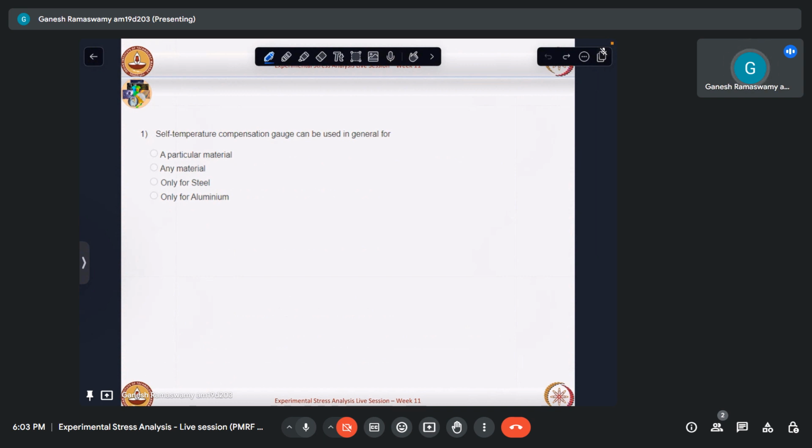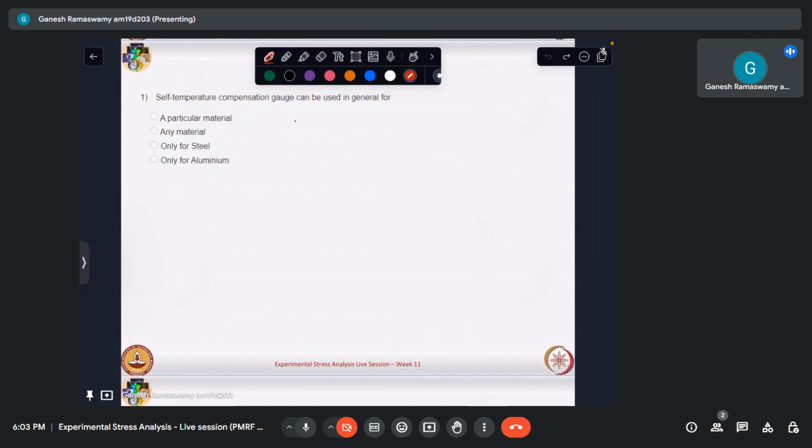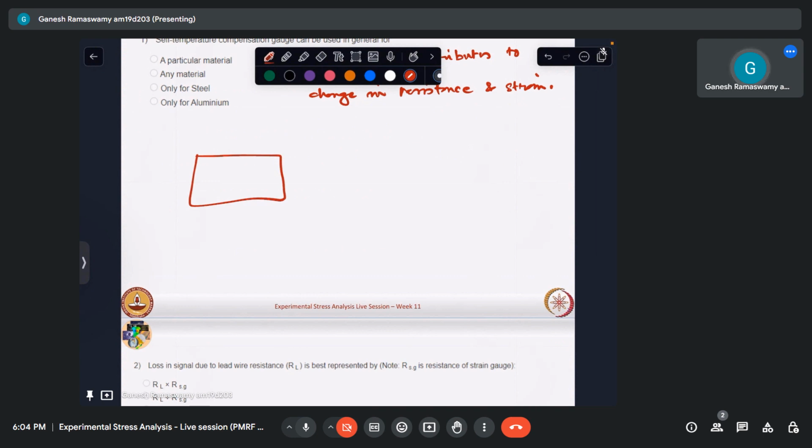So I'll just give a brief about what the self-temperature compensation gauge is. Essentially, temperature also contributes to change in resistance and thereby change in strain in the context of a strain gauge. So what happens is that if you have a specimen and we have a strain gauge pasted over it, for example, let this be the strain gauge pasted over the specimen.